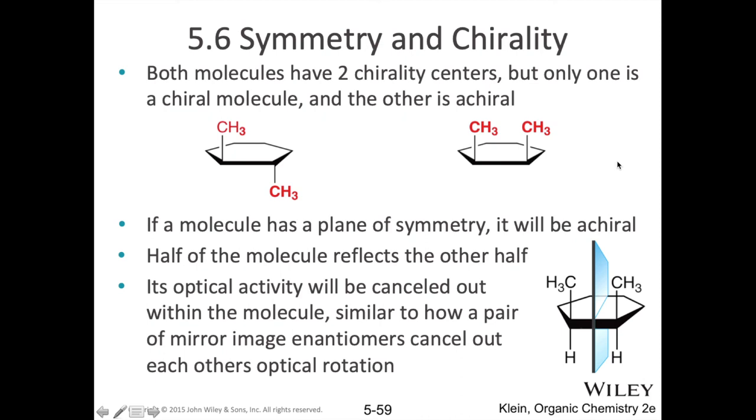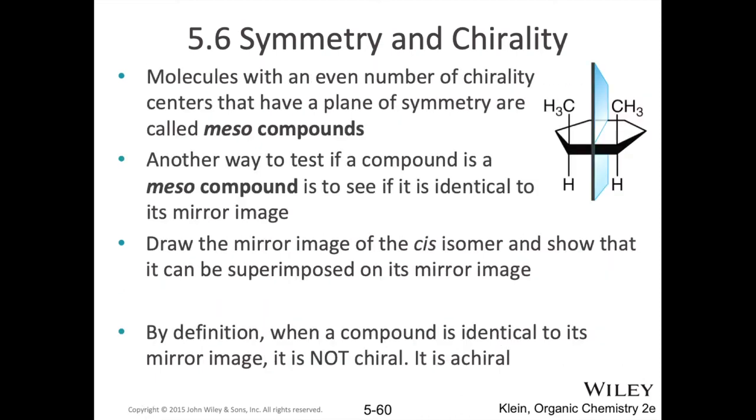So something to watch out for. We call these compounds that have a plane of symmetry within them, thus canceling out their even number of chiral centers, meso compounds, or meso. But basically that's how you would identify them. Just see if there's a mirror plane that you can draw somewhere in the molecule.